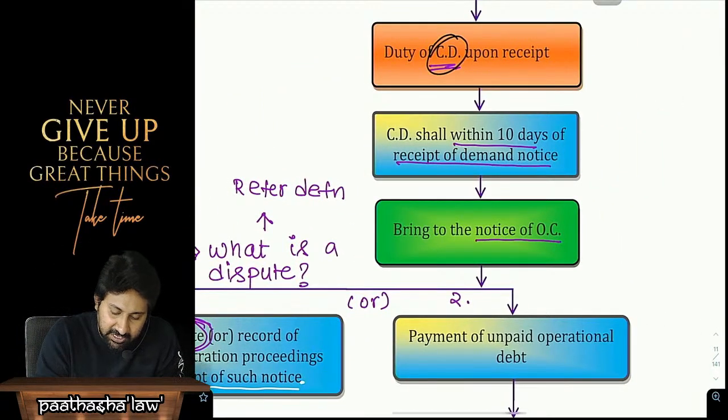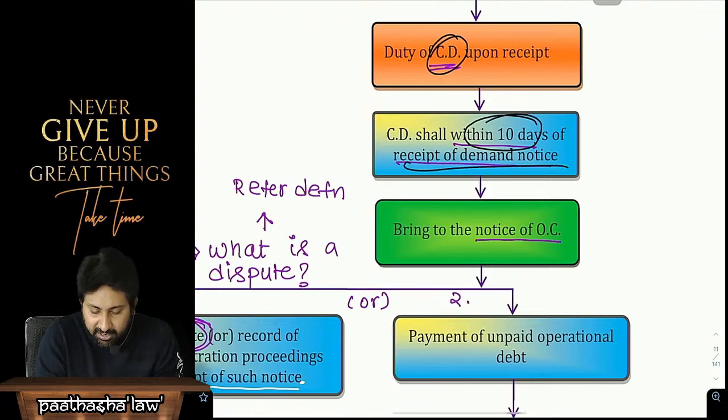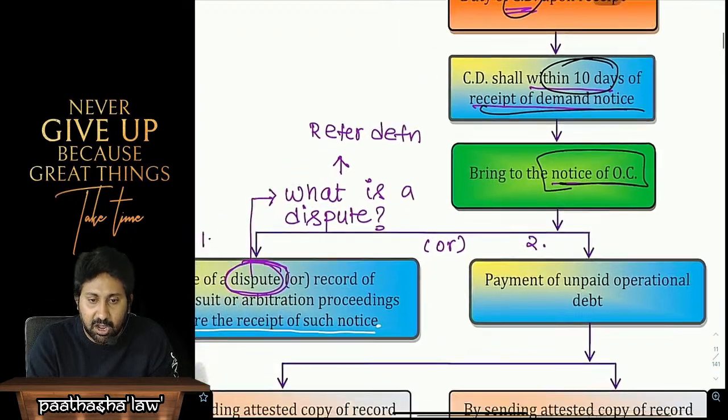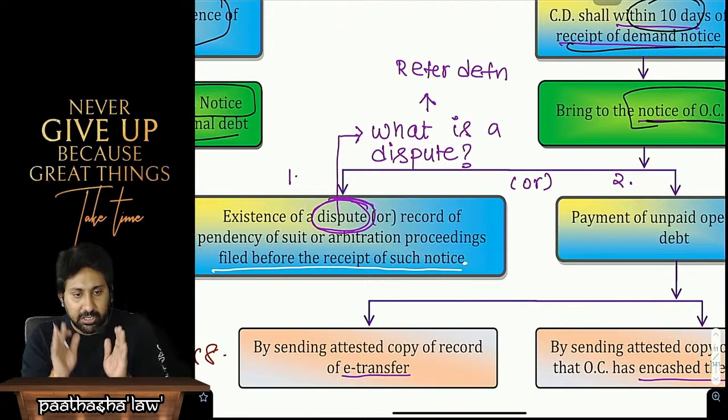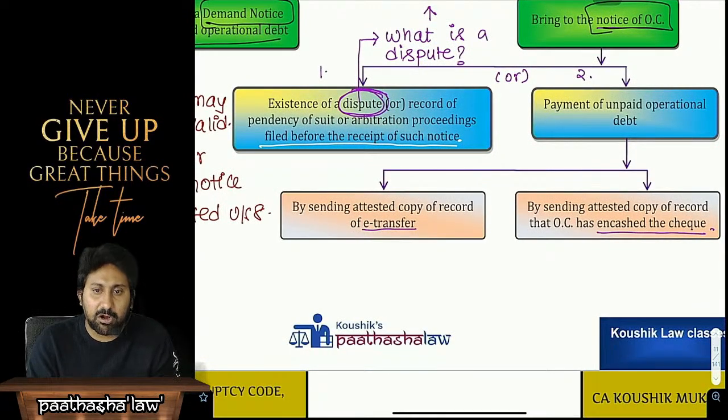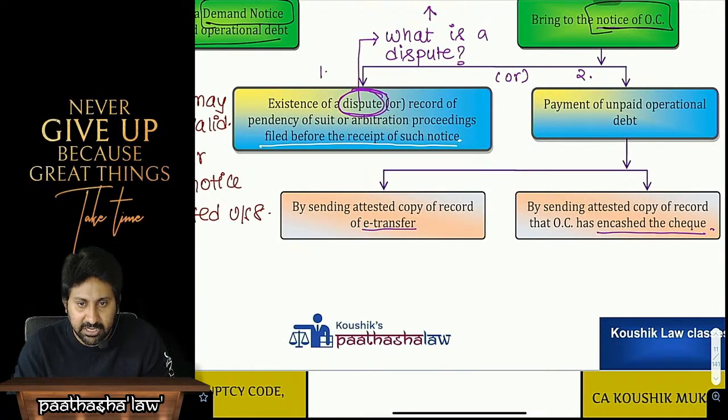On receipt of this, the corporate debtor, within 7 days of receipt of the demand notice, should bring to the notice of the operational creditor the existence of a dispute, or record of pendency of a suit or arbitration proceedings filed before the receipt of such notice, or payment of unpaid operational debt by sending an attested copy of the e-transfer or encashed cheque.